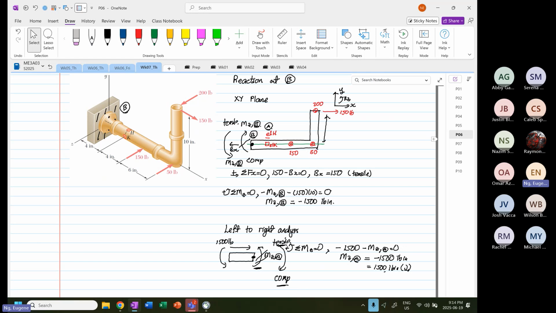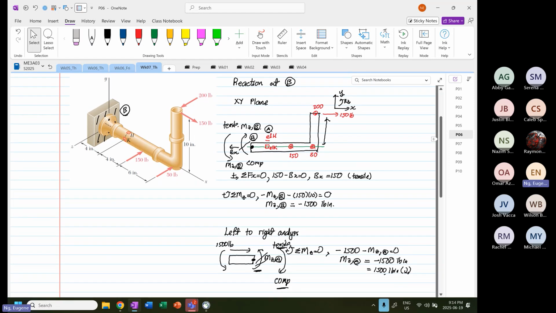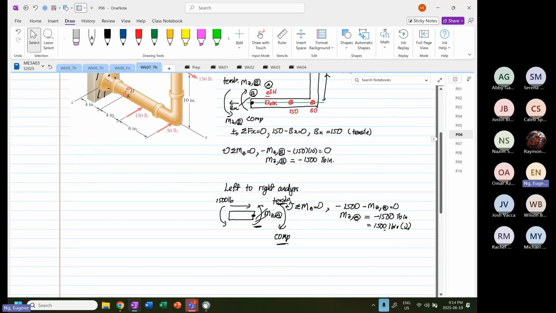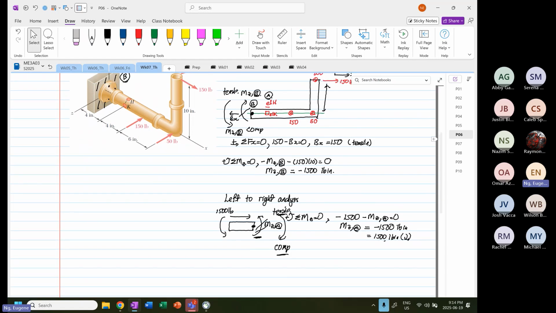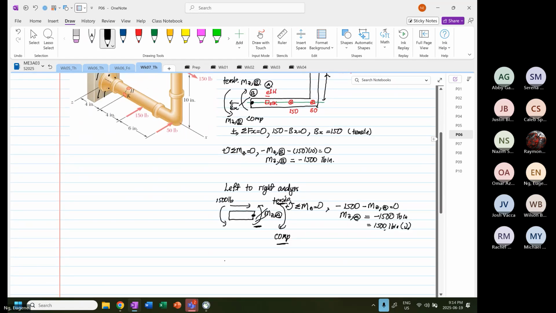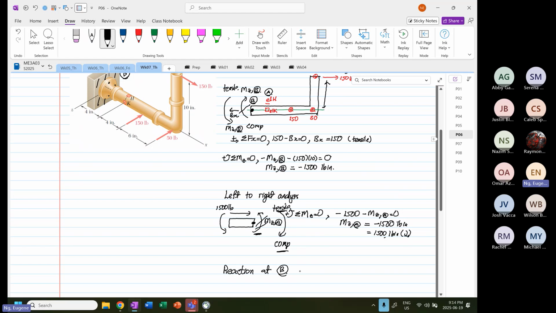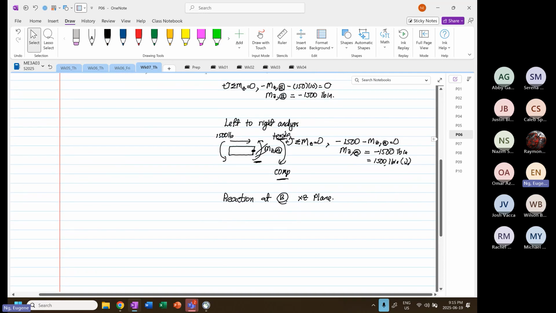Now let's do one more time. We want to look at the reaction at point B. So now I'm going to look at the reaction at point B, and we are going to focus on the exact plane now. So I'm going to sketch this out.